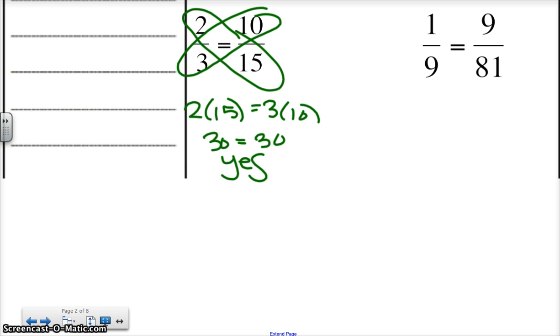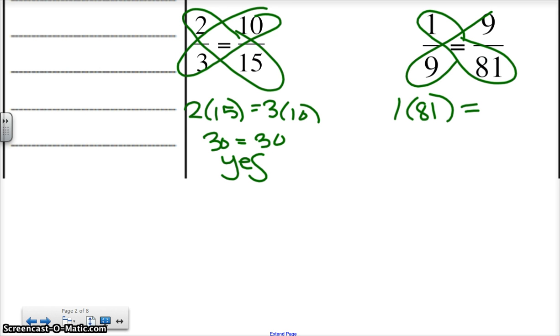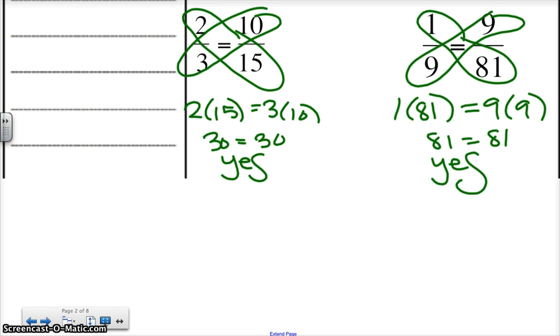I want to know, does 1/9 and 9/81, is this a proportion? Check the cross product. Does 1 times 81 equal 9 times 9? 81 equals 81. Yes, they are a proportion. Okay?